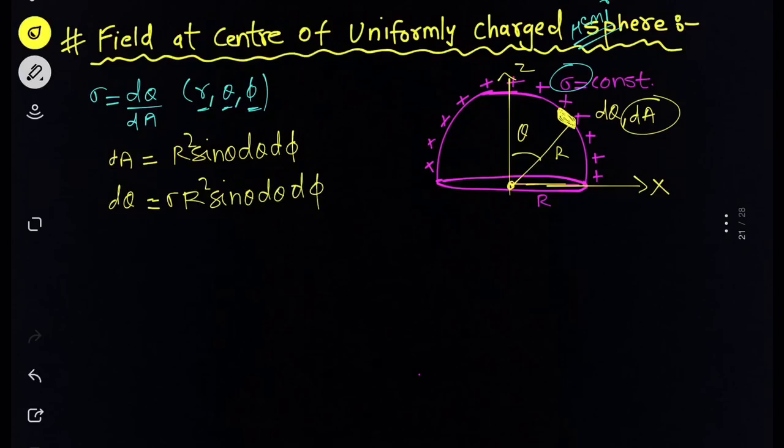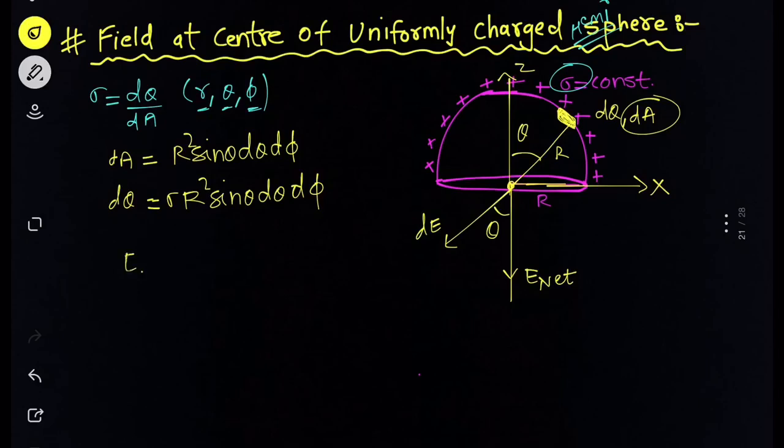Now see, the electric field due to this small charge would be in this direction, and let it be dE. And if I just draw the z axis downward, I can say this angle also would be theta. And from the symmetry, the net electric field would be in this direction, because on both sides we have the same charge distribution, a uniform charge distribution. So we can write E net as this.